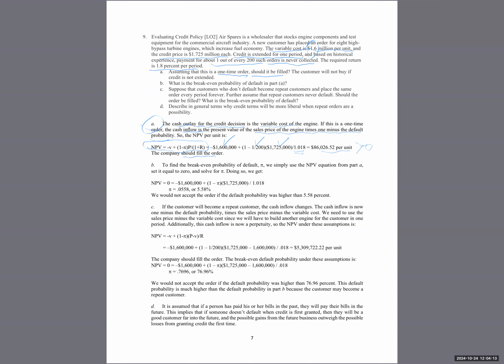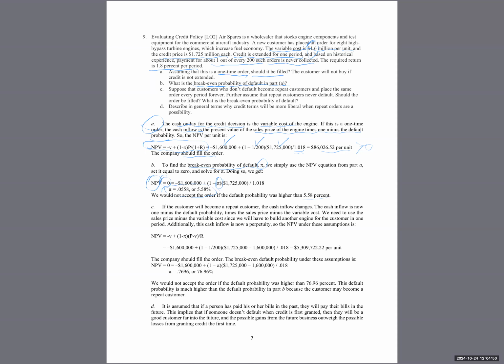Question B, what is the break-even probability of default in part A? To find the break-even probability, which is pi, we should set up NPV equals 0. So NPV equals 0, and we are looking for pi. We can solve for pi from the equation. Pi is 5.58%. So we should not accept the order if the default probability is higher than 5.58%. So that's the break-even probability of default.